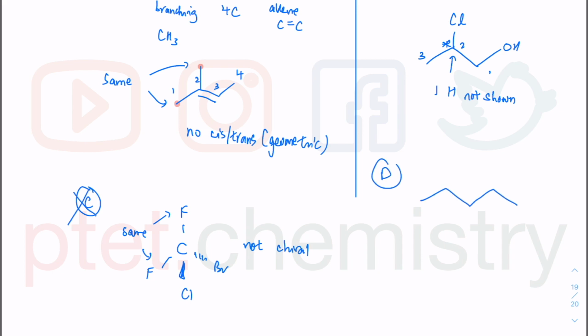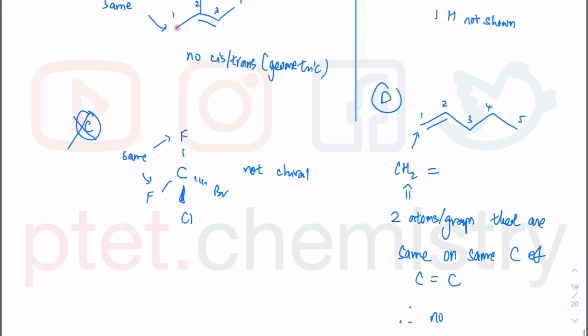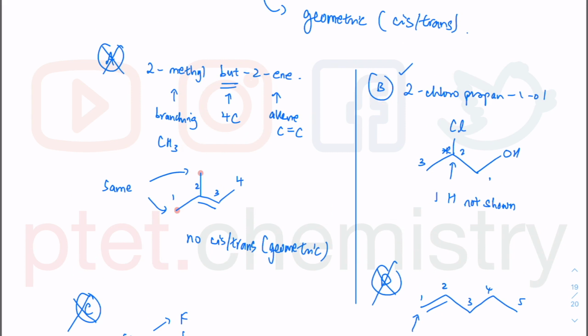Pent-1-ene, 1, 2, 3, 4, 5. Well, here you have CH2 double bond. You have 2 atoms or 2 groups that are the same on the same carbon of the carbon-carbon double bond. So therefore, no geometric isomerism. My handwriting is getting really bad, isn't it? No geometric isomerism or no cis-trans isomerism. So again, I stand by my earlier choice, which was B. Okay.